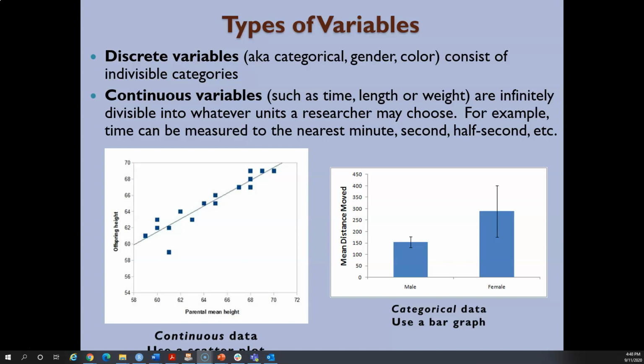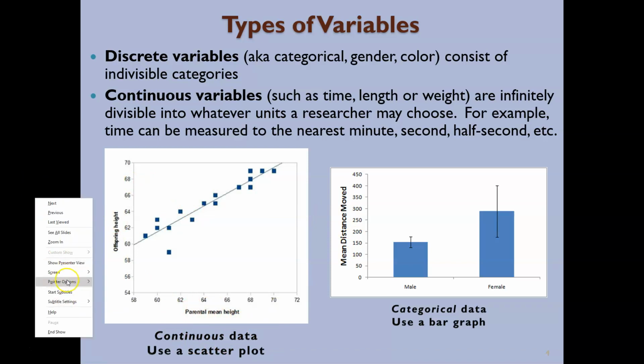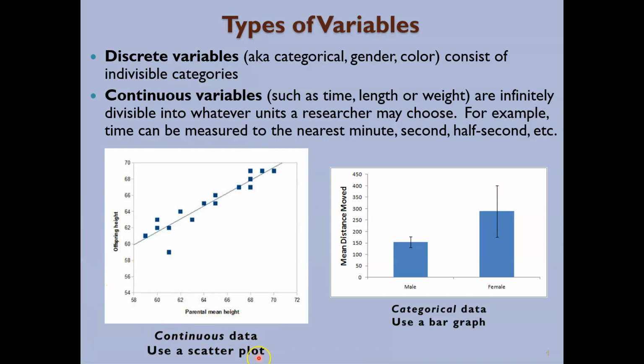To make it clearer, we are looking at two examples. I actually like to keep my laser pointer in this case. Here we go. In the first figure on the left, we are looking at continuous data. A scatter plot shows parental mean height against offspring height. Both measurements, height in both cases, are continuous variables, and the best way to represent continuous variables could be scatter plots.